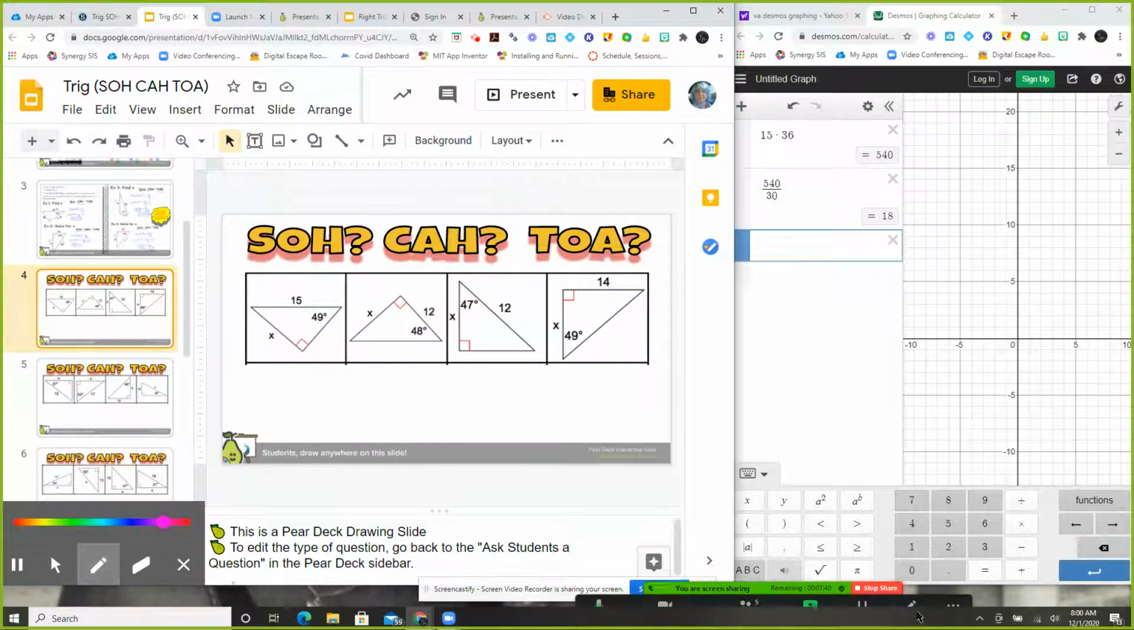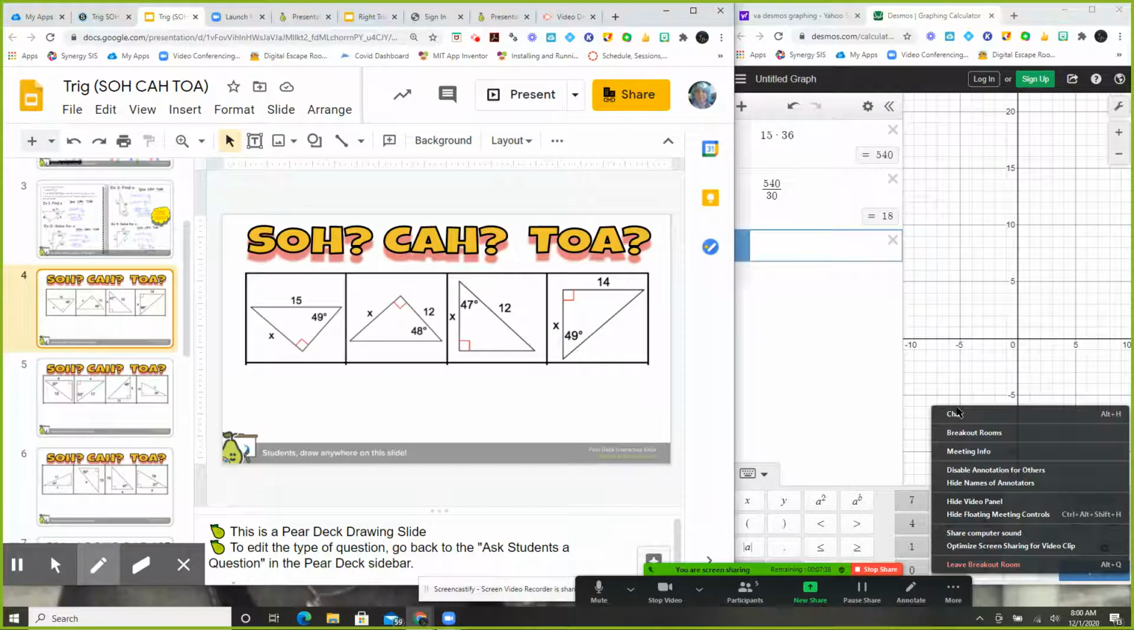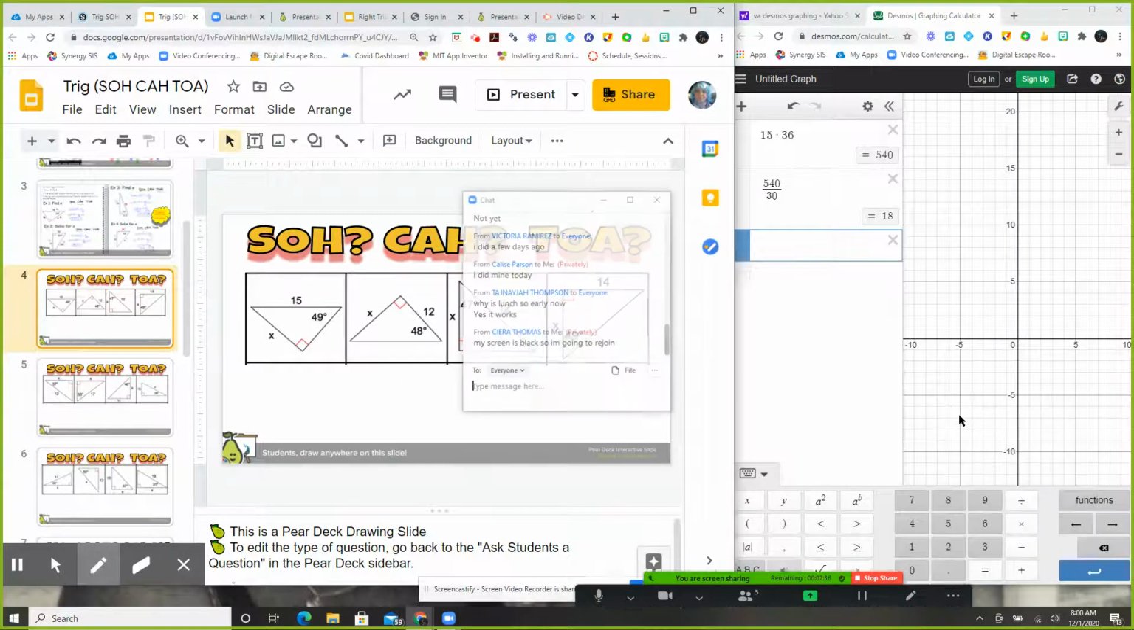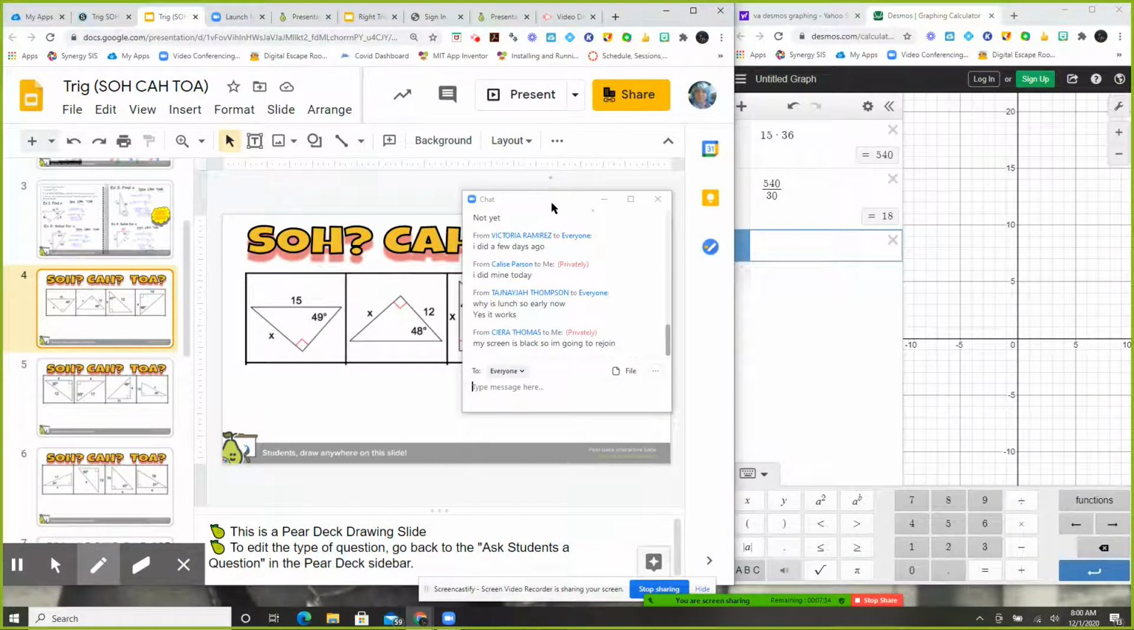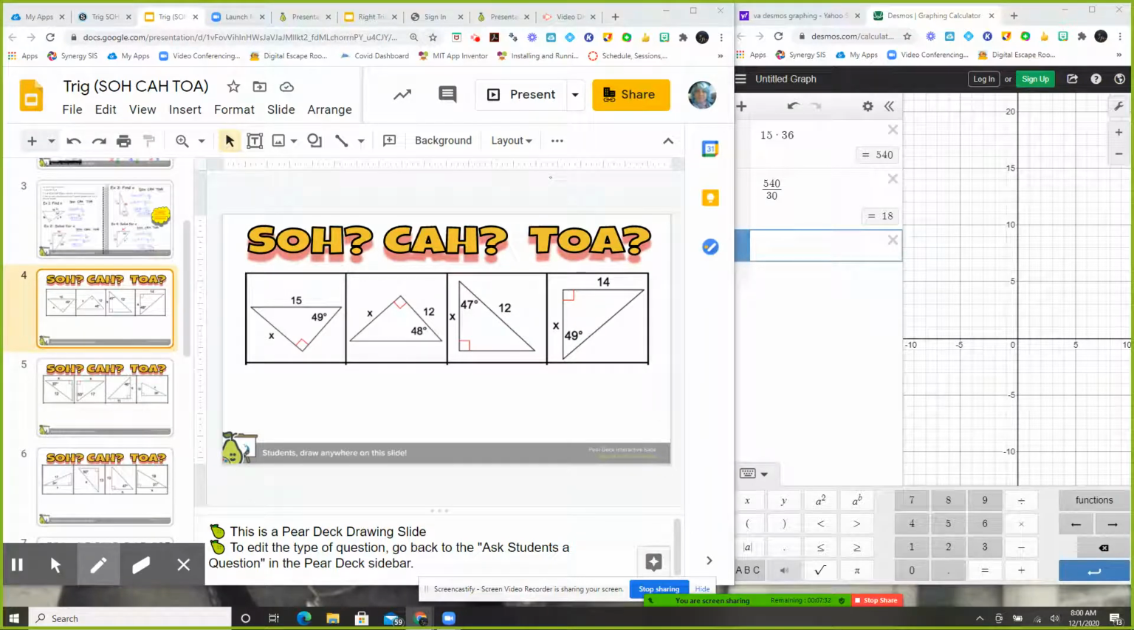So what should I mark in that first triangle? And I have the chat box open, so you can chat me if you want. We need opposite, adjacent, and hypotenuse.